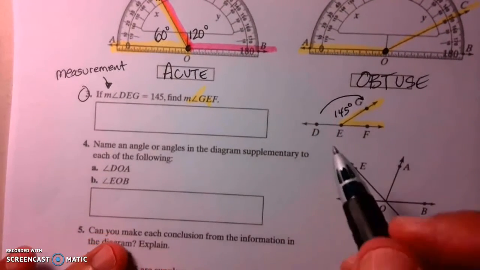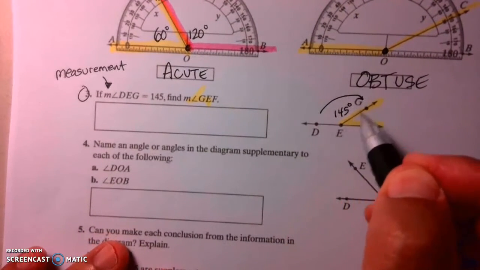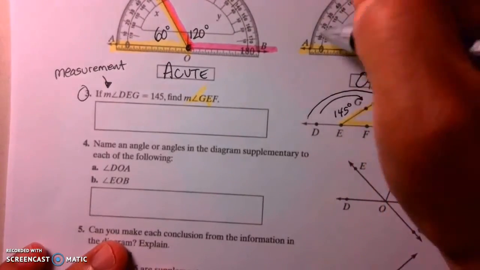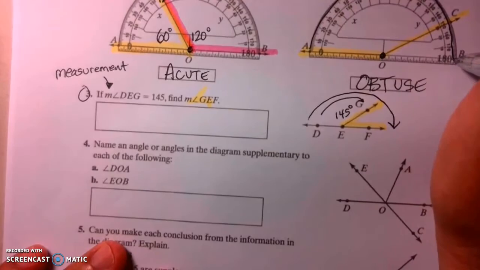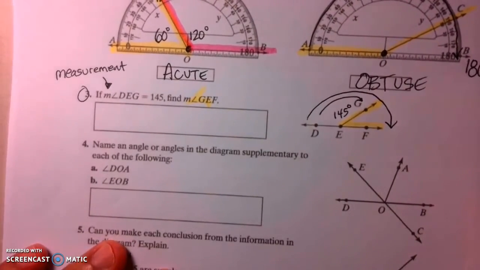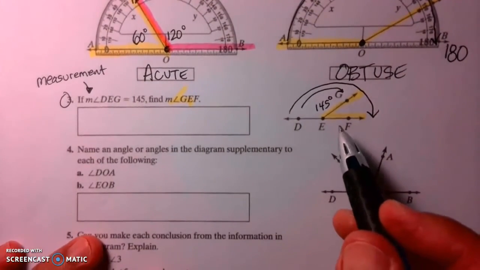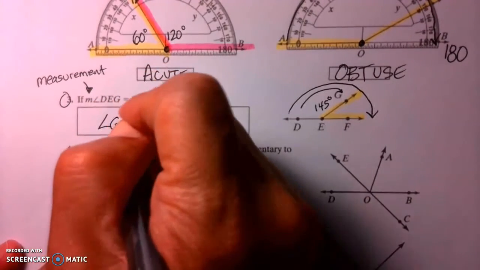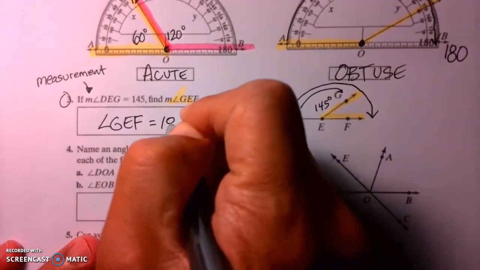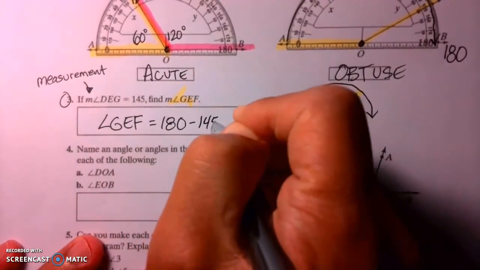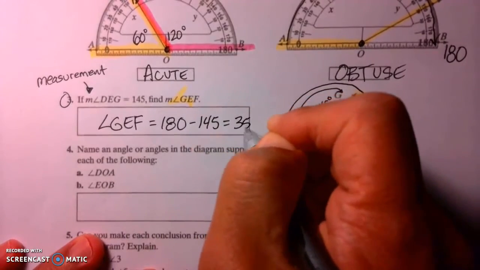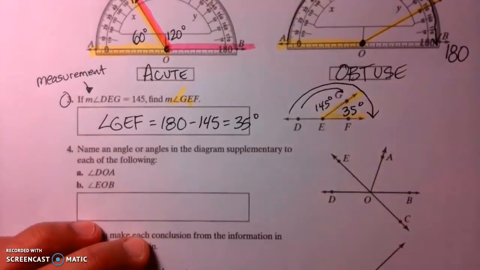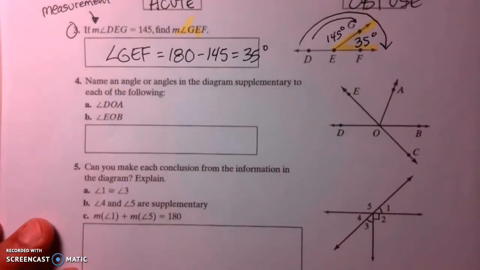Well, if you'll notice, this 145 and the yellow angle form a straight line all the way across, just like any protractor, all the way across, and you will see this is 180 degrees. So in order to figure out the yellow angle here, GEF, you just take angle GEF is simply 180 minus 145, and this would be 35 degrees. Okay, 35 degrees. All right, moving on.